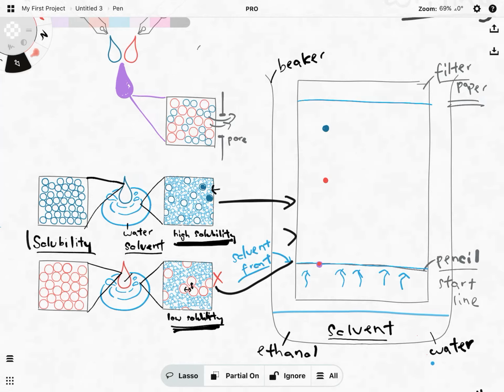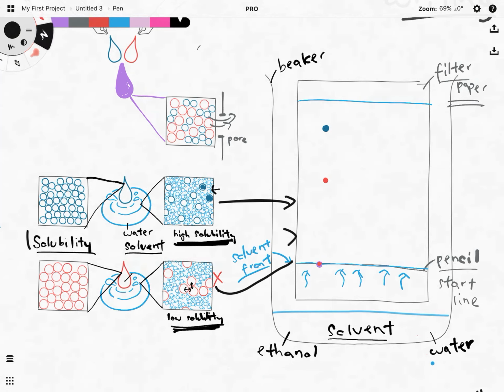Okay, the next thing I'd like to teach you now is to calculate this thing called RF value. What is RF value? I'm going to quickly run through it. I'm going to write it on the left-hand side of the screen. RF value. What is RF value? RF value is the ratio between the distance moved by the substance.